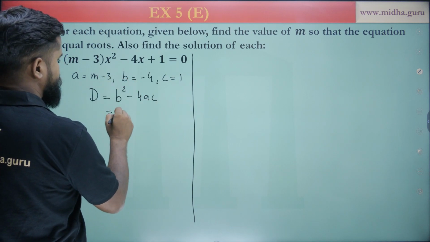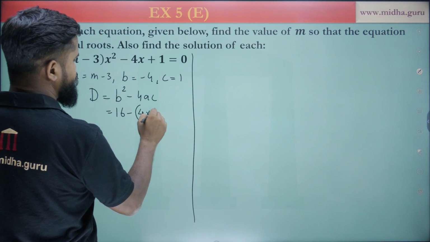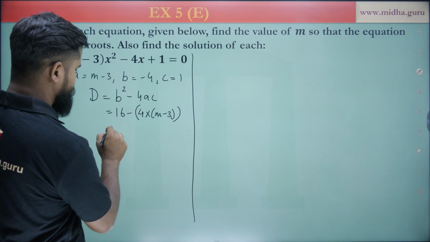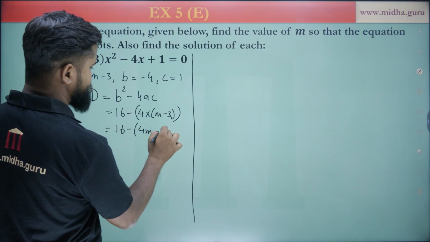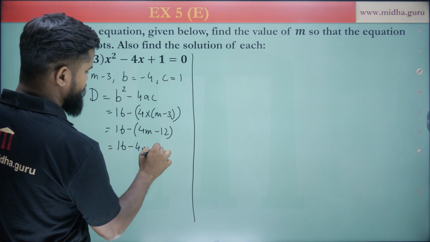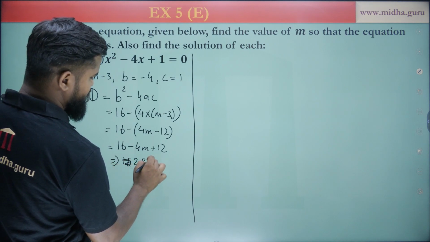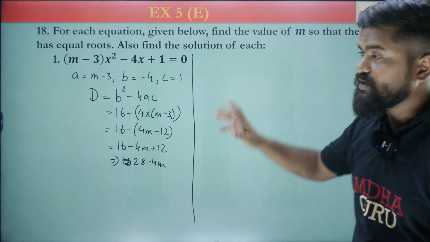Now b squared being 16, which is (-4) squared is 16, minus 4 into (m minus 3), and c is 1, so there is no point of writing it down. So we have 16 minus 4m minus 12, which is 16 minus 4m plus 12, which gives us 28 minus 4m.